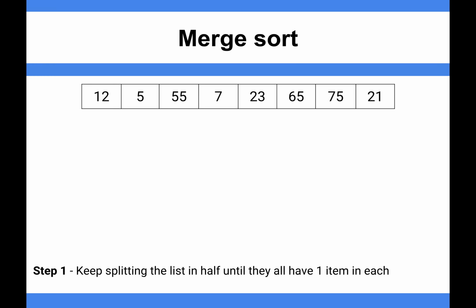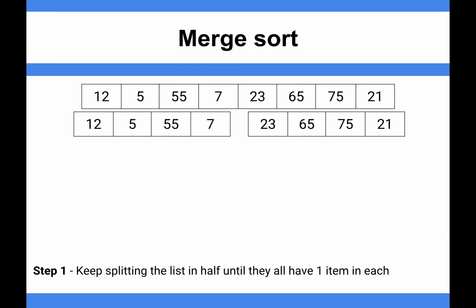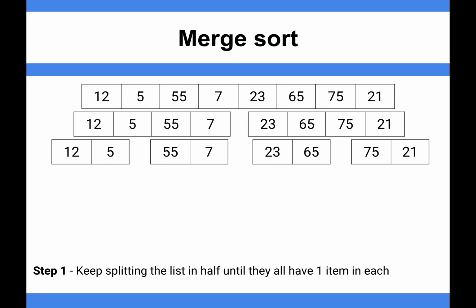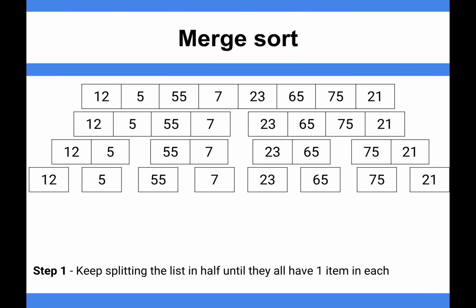Okay, so I'm going to split them in half like that. Now I've got two lists, but they're still not a length of one. So I go again. They're still not a length of one. So I go again. Okay. However big the data set is, you keep breaking it down until it's got a list length of one. Now, what we then start to do is we start to merge the list together.